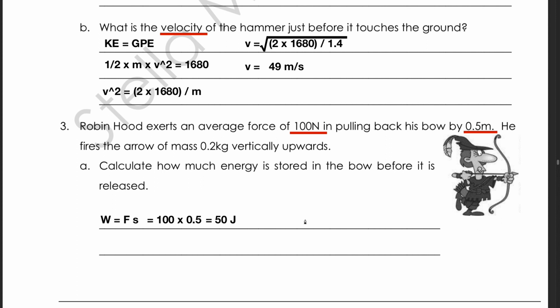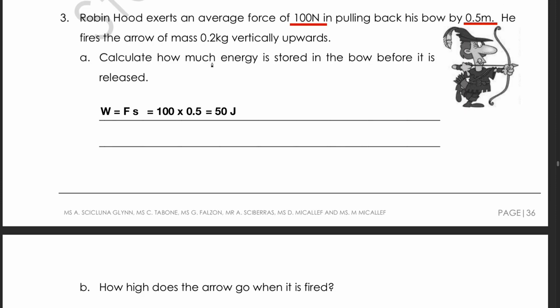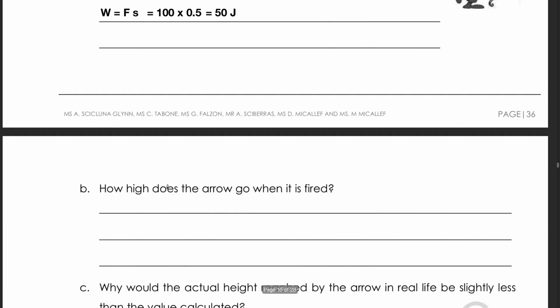Moving on to page 37, how high does the arrow go when it is fired? Now let me remind you, we were told that Robin Hood shot the arrow vertically upwards. So we can figure out how high the arrow goes by getting the height from the equation of gravitational potential energy. So starting off from the equation, we had said that the work done is equal to the GPE. Now we've already found the work done to be 50 joules in the previous question, and we know that the equation for GPE is mgh. So we can rewrite all of this as 50 is equal to the mass times the gravity times the height.